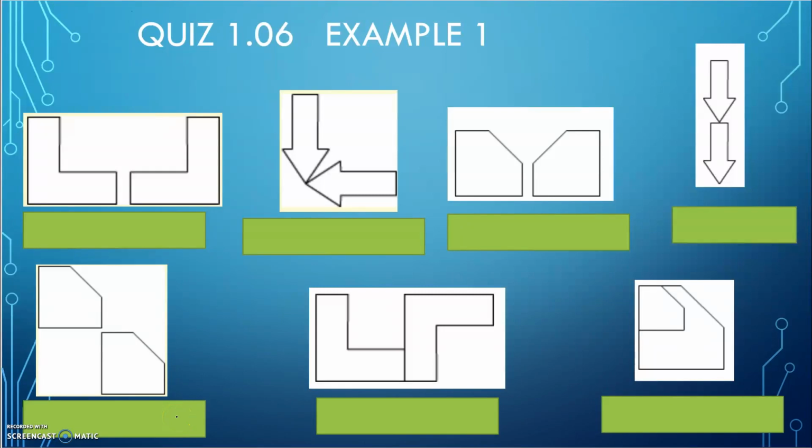Hey guys, we are going over quiz 1.06, Transformations, Part 1. And we are going to name the transformation we see in each picture. Alright, so let's look at this first one, the L's. Notice that both images are facing each other as if they're in a mirror or reflected. So this is a reflection.